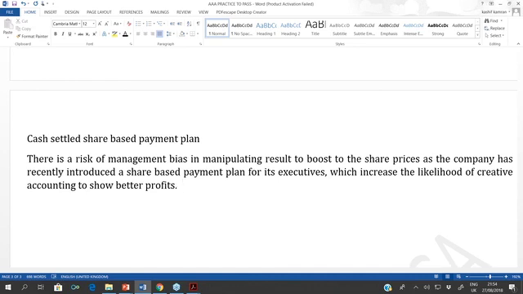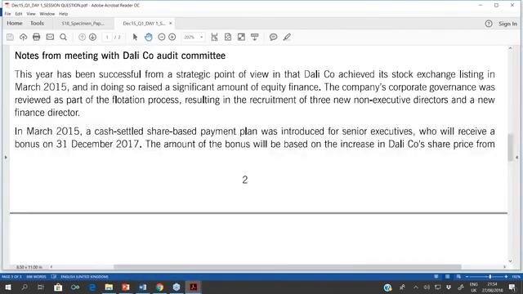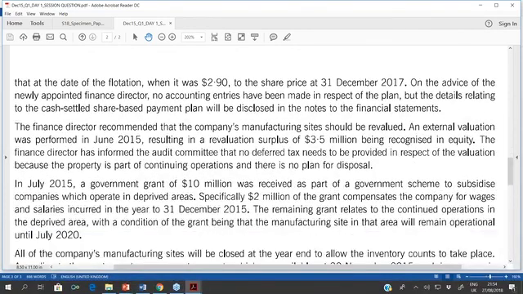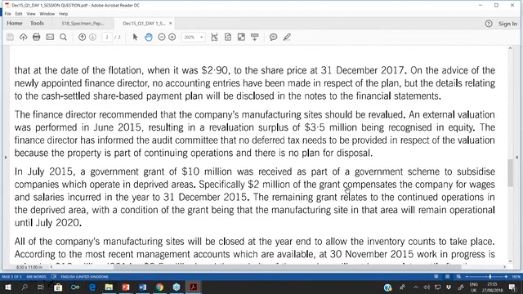And then comes the journal risk, then comes the accounting risk. See what is written in the accounting risk. It says, on the advice of the newly appointed finance director, no accounting entries have been made in respect of the plan. So we have not recorded the payment plan. We have not recognized the expense and we have not recognized the liability.